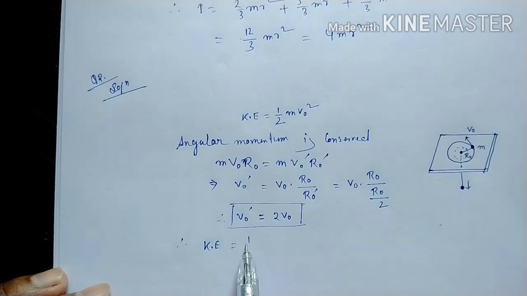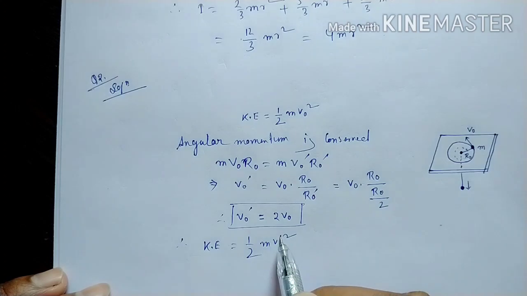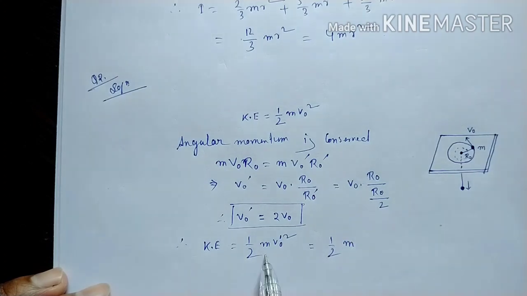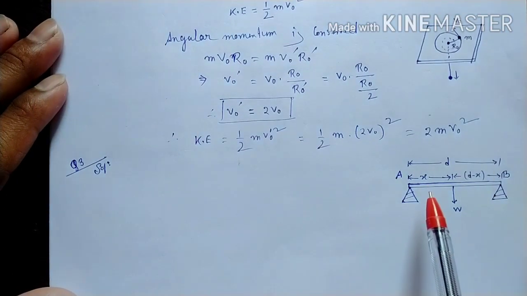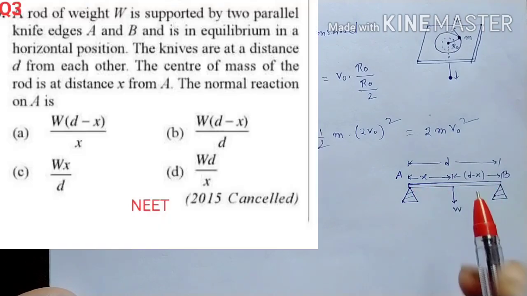Kinetic energy is equal to half m v0 dash square. So that means half m v0 square times four.